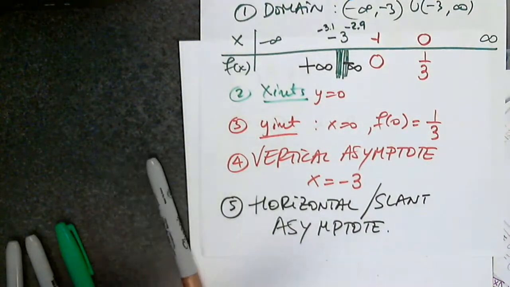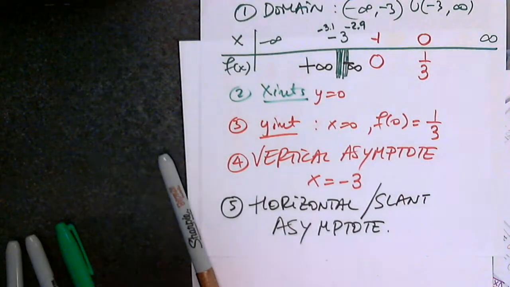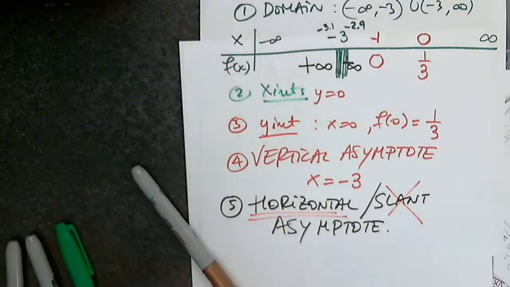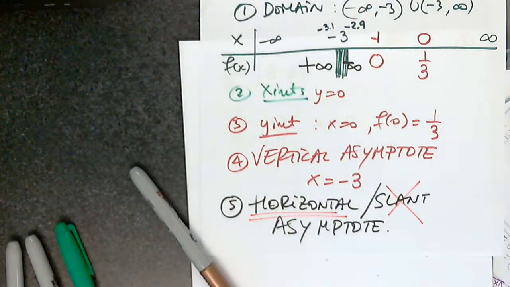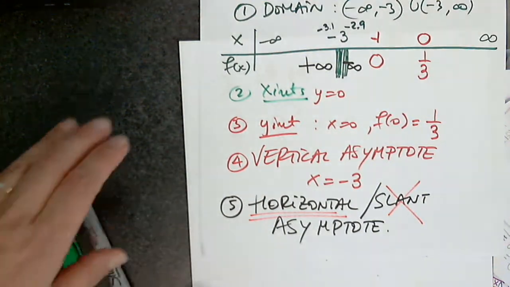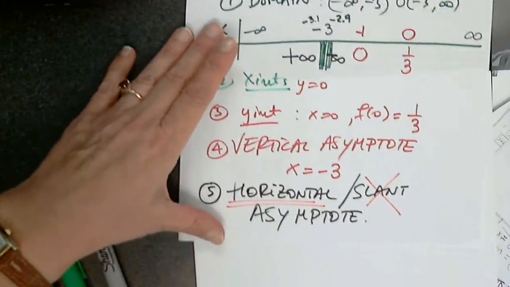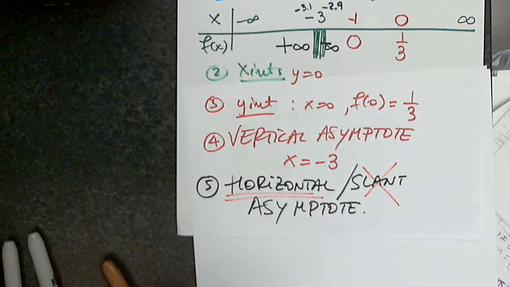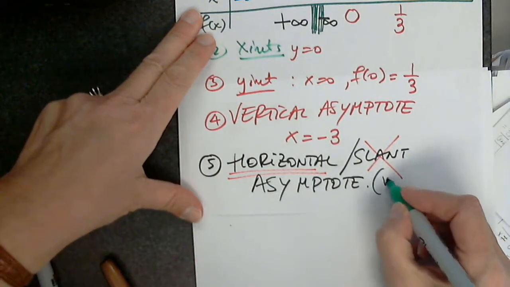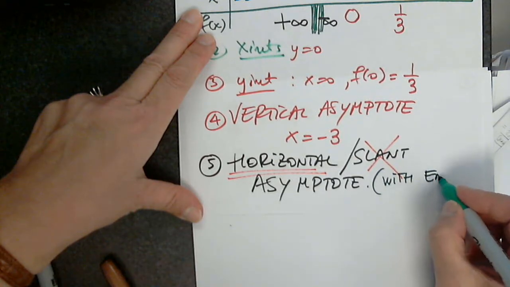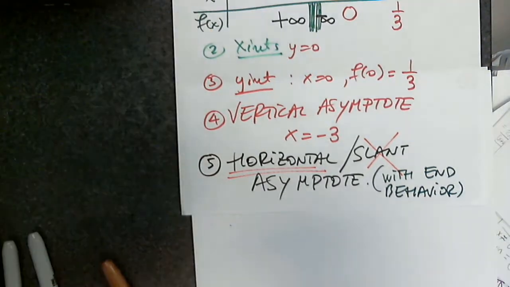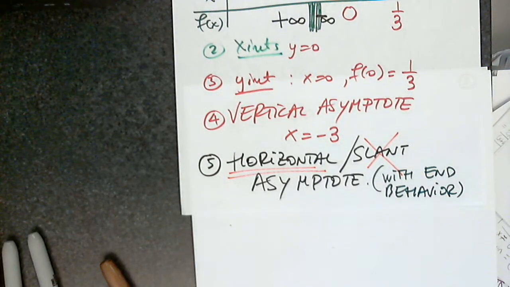So I can, for this particular function, I will cross that. I just wanted to mention it. I will cross it. It's only horizontal. For type 1, there is no slant. So only horizontal asymptote. How do I find that? So the horizontal asymptote goes with the end behavior. They go hand in hand with end behavior, which we learned in polynomials.